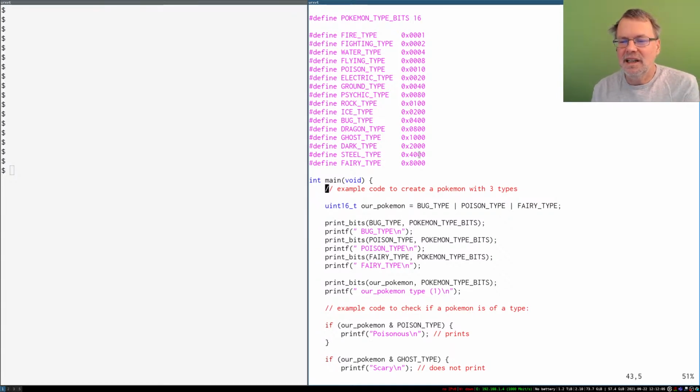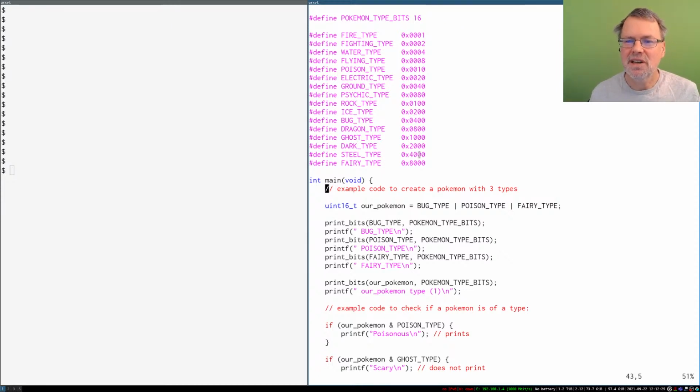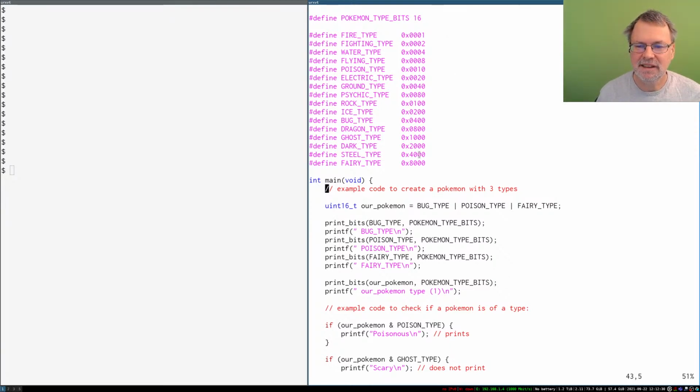So how do I represent this? Well, I can do it with hash defines, which have a 1 set for that type. Now remember, C doesn't have a binary notation, but hexadecimal works really nicely here. You can read that and see each of those values has just a single bit set, and they're disjoint, and we can see each one of these has one of the 16 bits set. That's very nice.